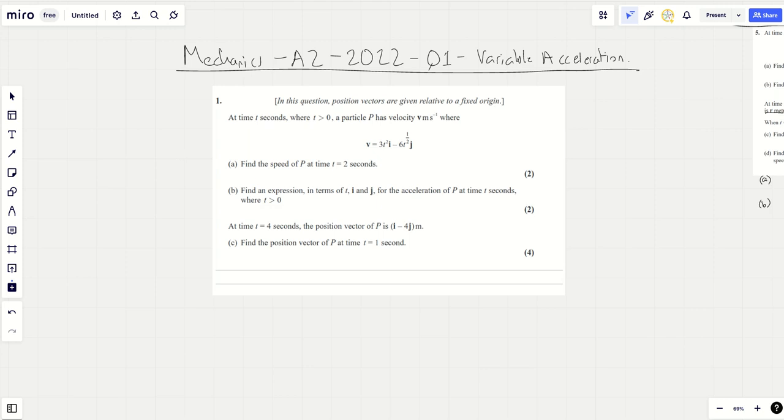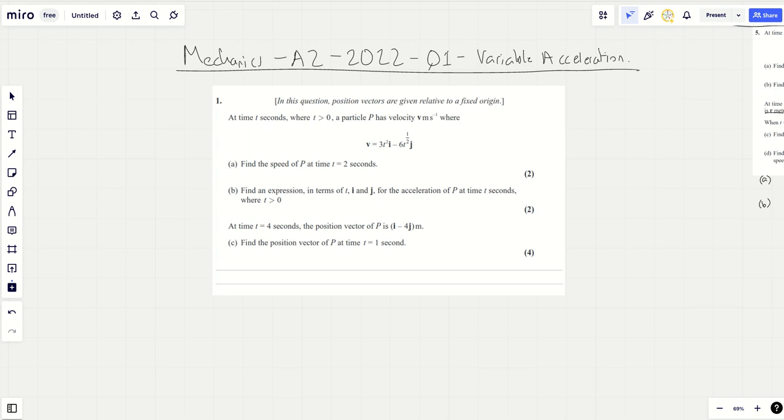This time it's from a Mechanics 2022 paper and it's question 1, which is on variable acceleration. Once again, I think these questions are really nice on variable acceleration. I really do. I think they're one of the nicest questions in there, and they used to be part of M2 actually, so if you need more questions go to the old M2 papers. But these really aren't bad.